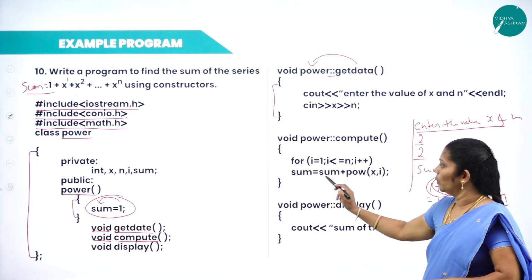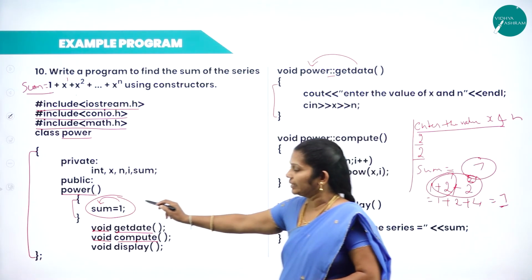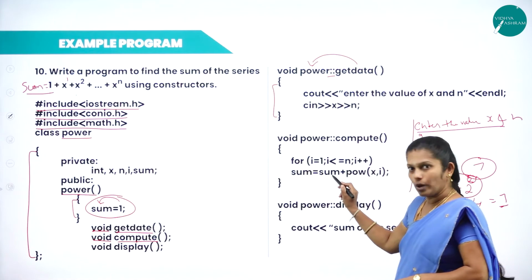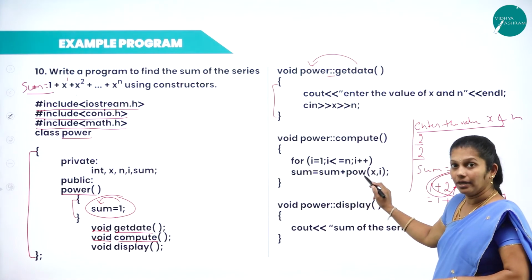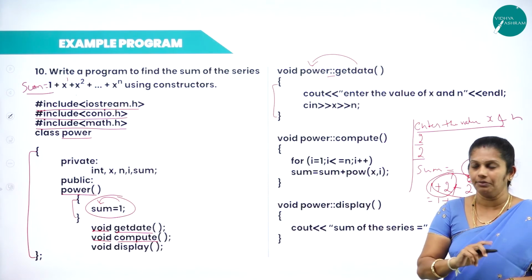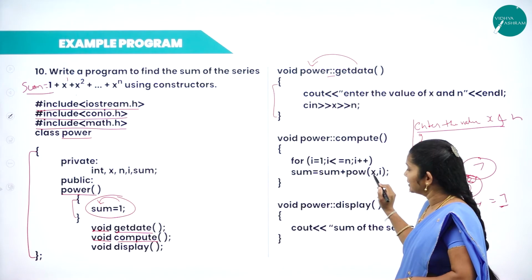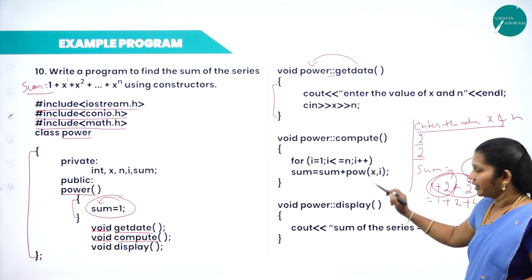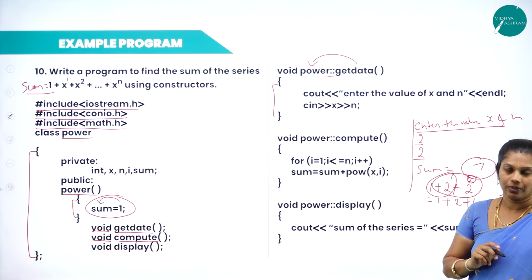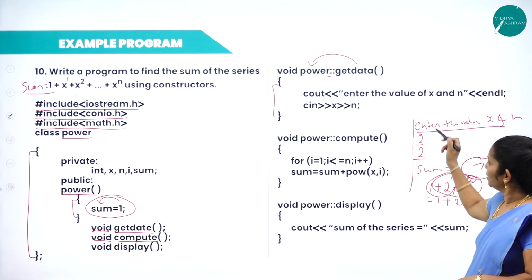Here sum equals, previously we already gave the sum value as 1, we initialized it. Then sum equals sum plus power of. To write the power function, you only have to write pow. pow(x, i) means x represents the base value and i represents the power value. Then it will take whatever value we have given for x, 2 to the power 1.